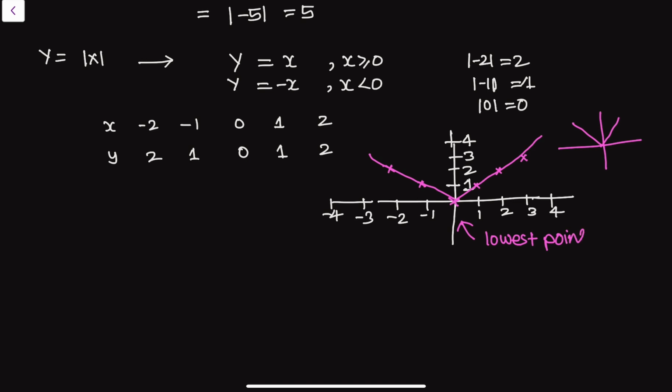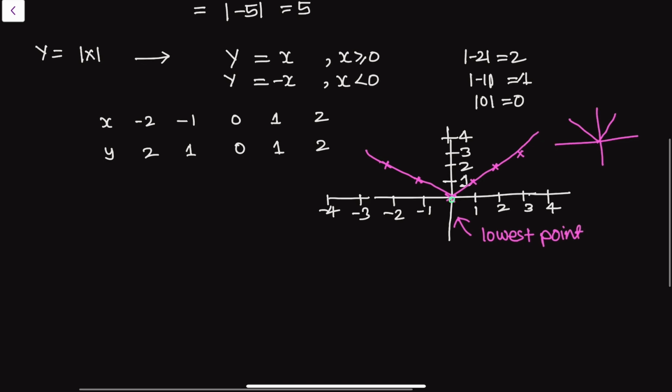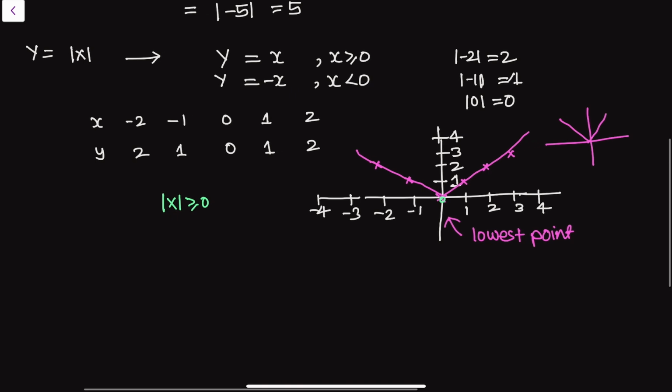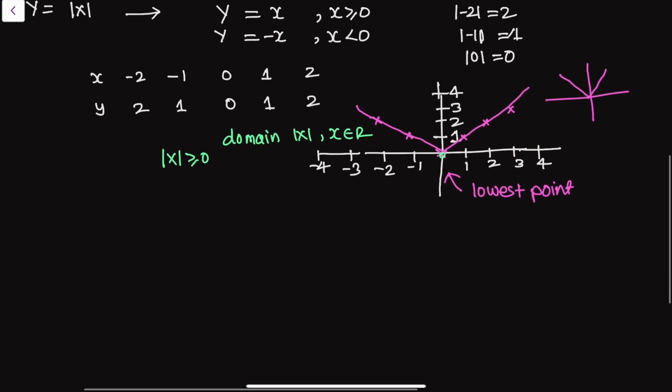So you can see in this graph, the lowest value of mod of x is 0. And this entire graph is above the x-axis. So we can say mod of x is always larger than or equal to 0. We can say that the domain of mod of x is basically x belongs to R, because this graph is defined, this graph is possible for any value of x.